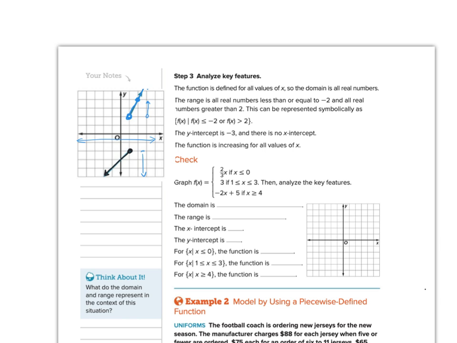The y-intercept, again, being able to identify right here, is (0, -3). And then the function is increasing for all values of x. It is increasing because we have a positive slope for both portions of the function.